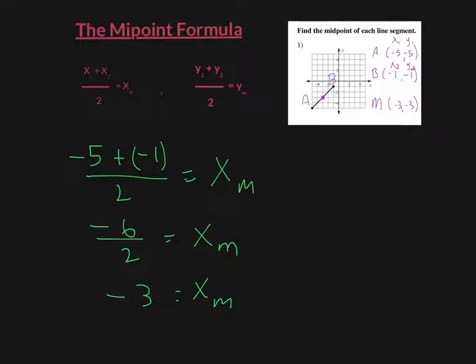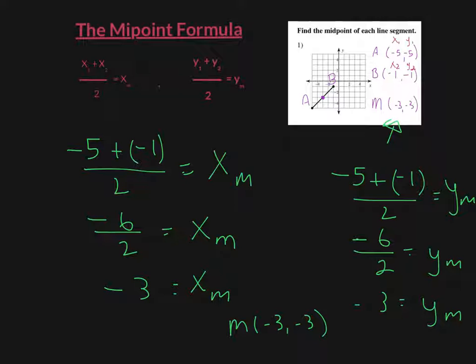Negative 5 plus negative 1 is negative 6. When I add two negatives together, I get a bigger negative. And half of negative 6 is negative 3, which is the x-coordinate of our midpoint. Now, we already said before by eye that we think the x-coordinate for x sub m was negative 3. Now we know for sure that that's the case. Now let's go ahead, press pause, follow through on the y's, then come back and check.